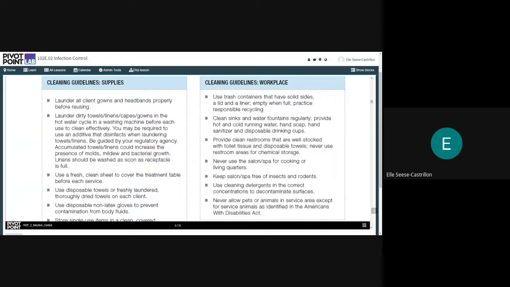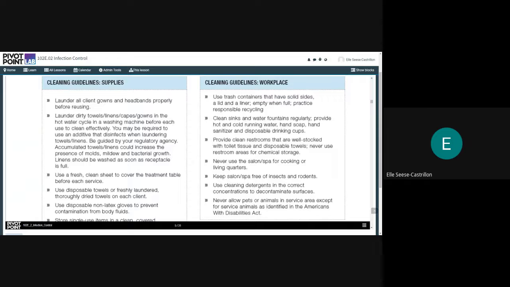In the workplace, some cleaning guidelines are to use trash containers that have solid sides, a lid, and a liner, and empty when full. Practice responsible recycling. Clean your sinks and water fountains regularly to provide hot and cold running water, hand soap, hand sanitizers, and disposable drinking cups. Provide clean restrooms that are well stocked with toilet tissue and disposable towels, and never use restroom areas for chemical storage.